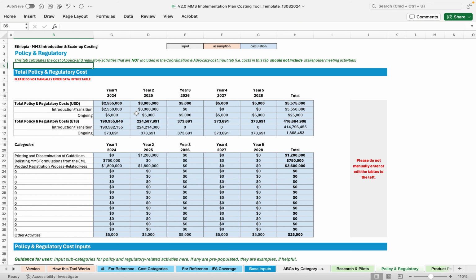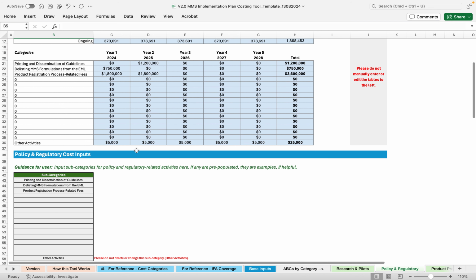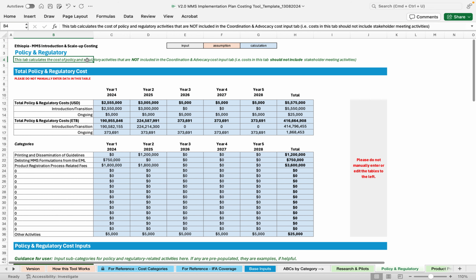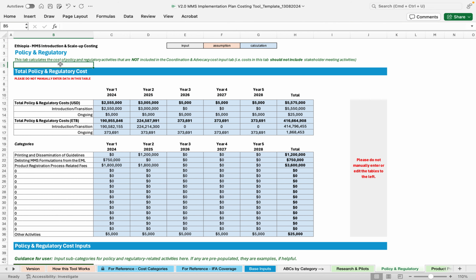Policy and regulatory is structured the same way. And to note, we want to include those policy and regulatory activities that are not included in the coordination and advocacy cost input tab. So this will not include stakeholder meeting activities, which will all be in the coordination and advocacy cost category tab. This is meant to be for any other policy and regulatory activities that may happen.